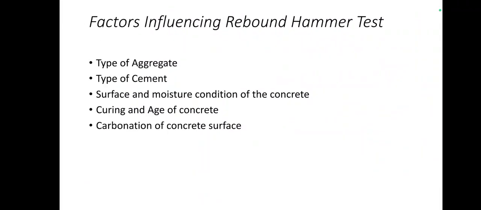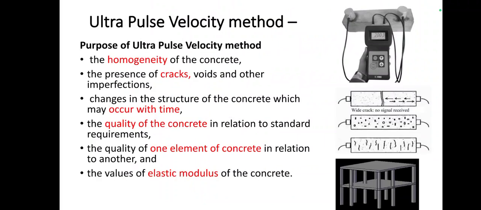Regarding the factors, the major factors that affect it are the type of aggregate, cement, and the moisture, wet and dry condition, and also the curing, the age of concrete, and carbonation. All these factors will affect the rebound hammer number.